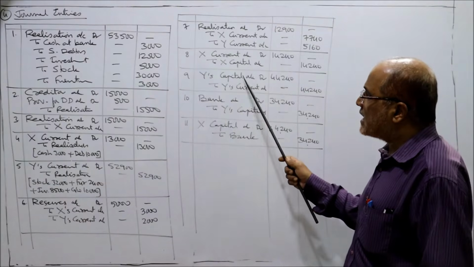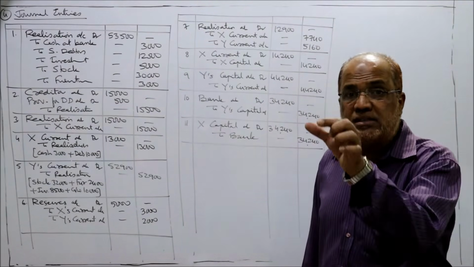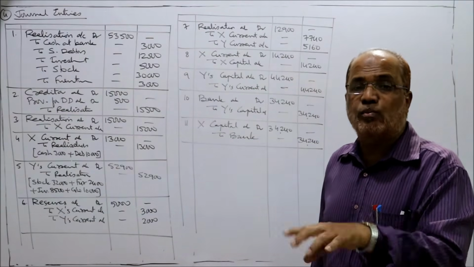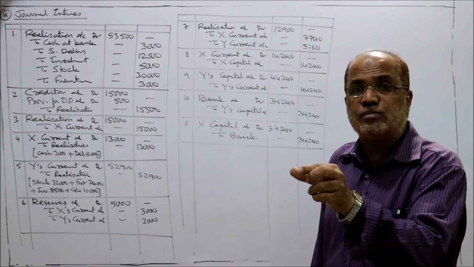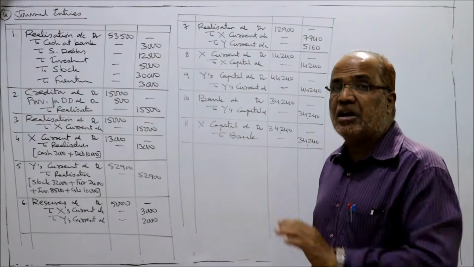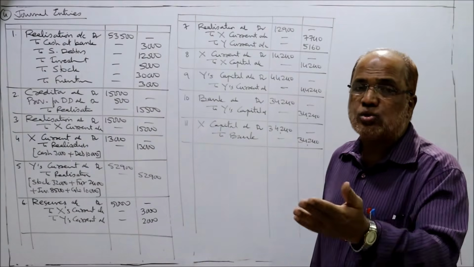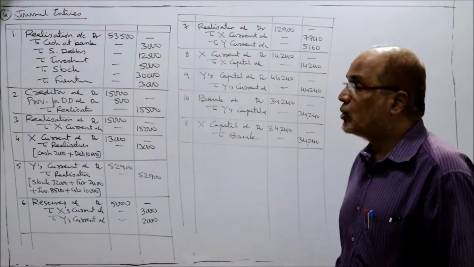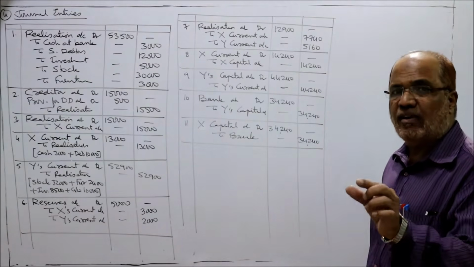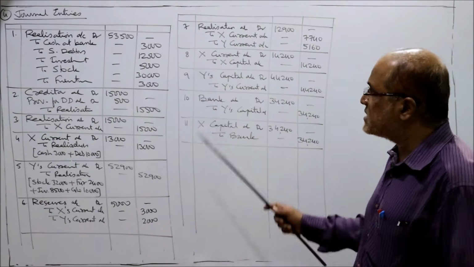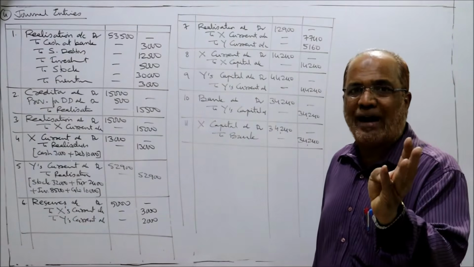Similarly, Y's capital account debit to Y's current account. Now what is happening? The debit side of Y's current account is more, so Y's current account should be credited. So whom do we debit? Y's capital. So Y's capital account debit to Y's current account, being the balance in Y's current account transferred to Y's capital account. Now what remains is only the capital accounts and the bank account.